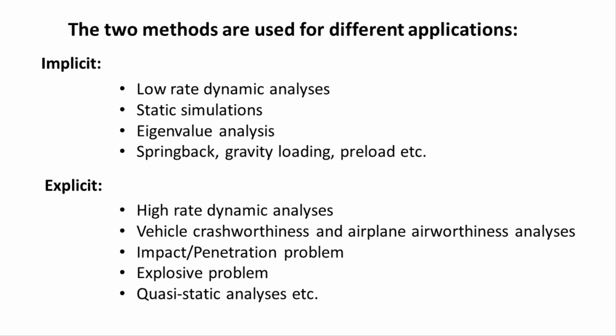Implicit and explicit are used for different applications. Implicit is usually used for low-rate dynamic analyses, static simulations, eigenvalue analysis, springback, gravity loading, preload etc. Explicit is usually used for high-rate dynamic analyses, vehicle crashworthiness and airplane airworthiness analyses, impact/penetration problems, explosives, quasi-static analyses etc.